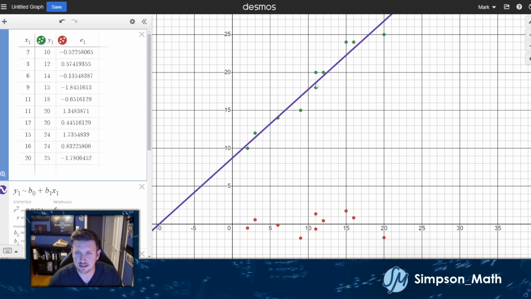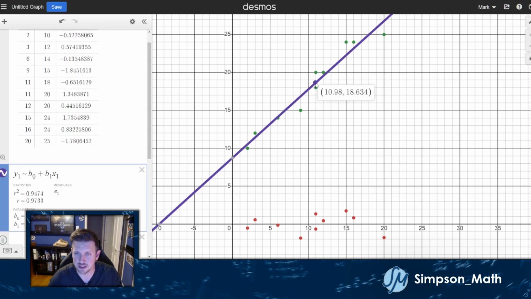So where this actual prediction line is, if I plug in 11, y hat is 18.652. If I observed 18, 18 minus 18.652, I get that negative 0.65. If I do my observed 20 minus this 18.652, I get the 1.34. So that's what we get here. All right, so those are the residuals.